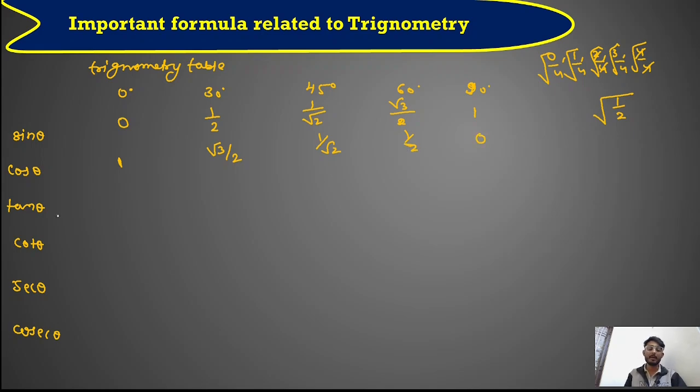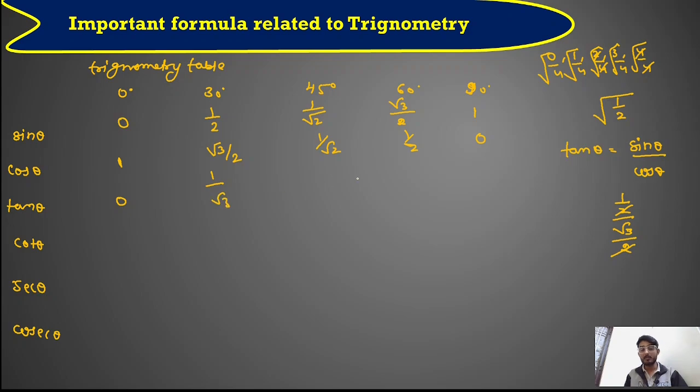Now you have to find the value of tan theta. You can find the value of tan theta by 1 upon cot theta or sin theta upon cos theta. So you will divide both terms. When you divide 0 by 1, you get 0. When you divide 1 by 2 by root 3 by 2, the denominator 2 cancels out, and 1 upon root 3 is the value of tan 30.